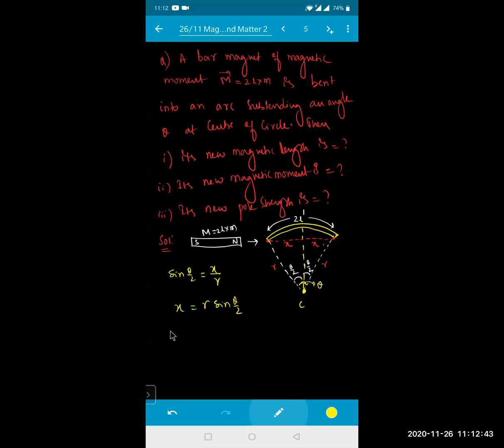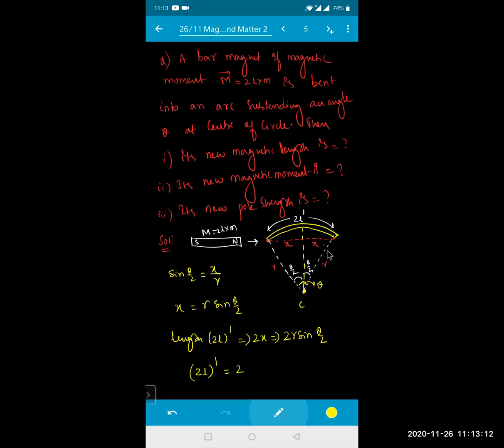Is it clear? So the new length will be equal to how much for me? Length 2l dash is equal to 2x కదా. So that is nothing but 2 into the x value, that is r into sine of theta by 2. అంతే కదా? That means 2l dash is equal to 2 into r value, which will be equal to how much? Can anyone tell me what is the value of r? What is the value of r?